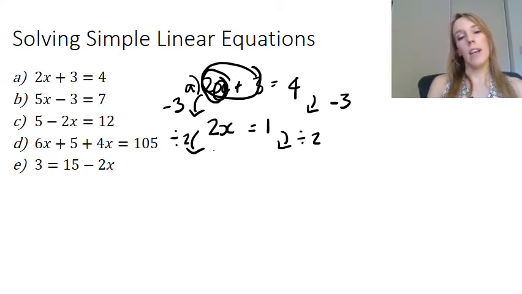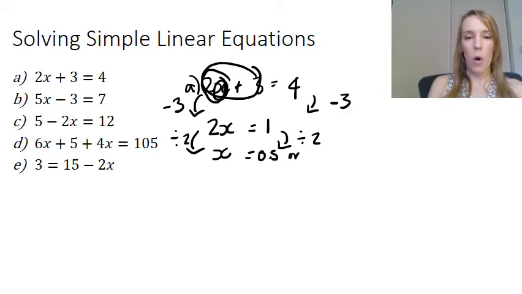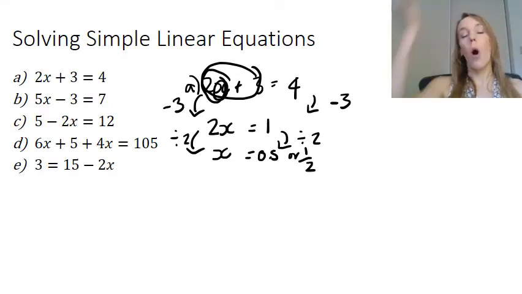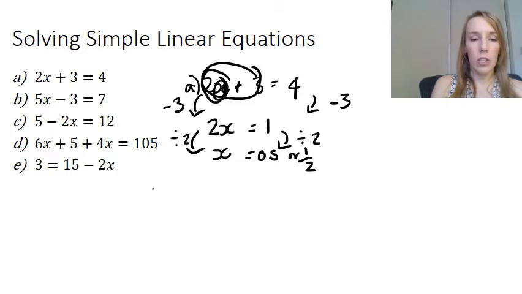So 2x divided by 2 is just 1x, and 1 divided by 2 is 0.5, or if you want to leave it as a fraction, you can do that as well. And then remember, you can obviously put that back into your original equation to check.